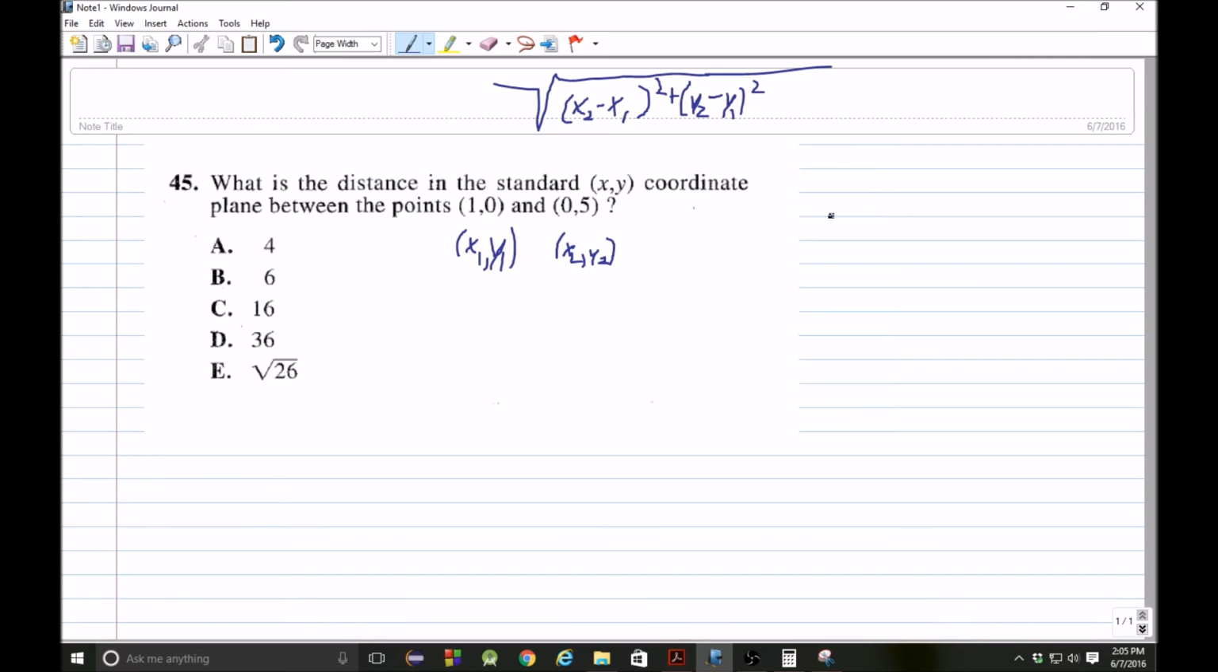So from this, we just substitute into the formula: the square root of (0 minus 1) squared plus (5 minus 0) squared. And this equals the square root of 1 plus 25, which equals root 26. And what do we get here? E, root 26.